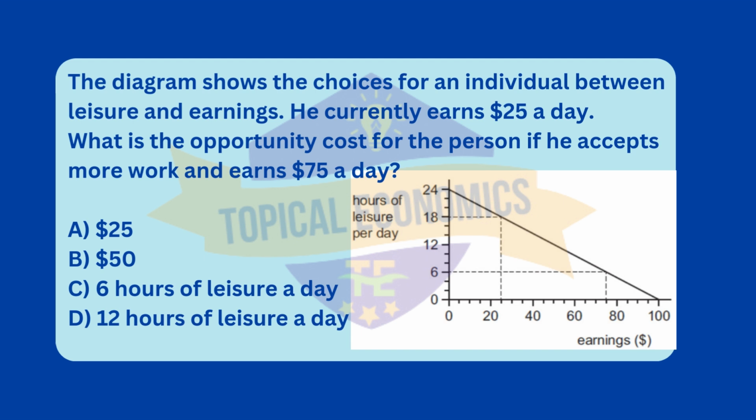Now, when earnings increased to $75 a day, the number of leisure hours reduces to 6 hours a day. So we see that 12 hours of leisure are lost as earnings increase. Hence, that is the opportunity cost.